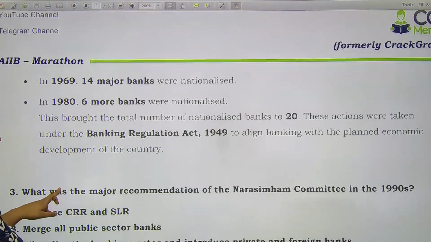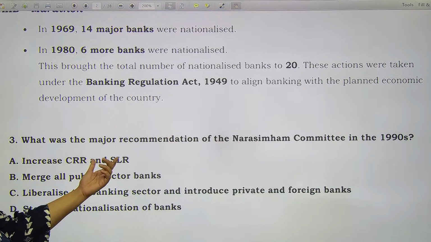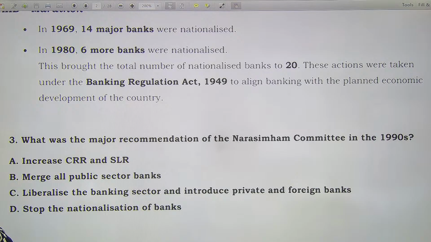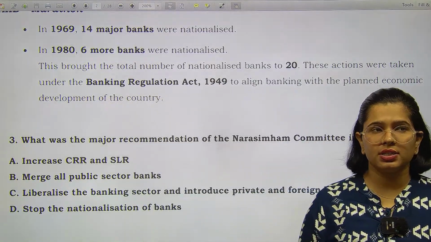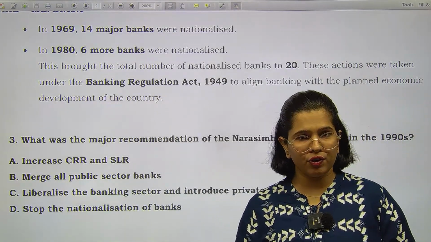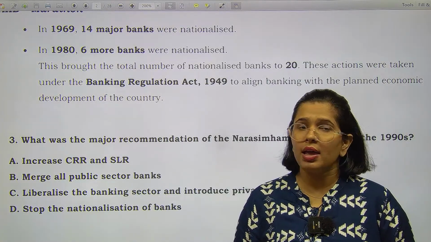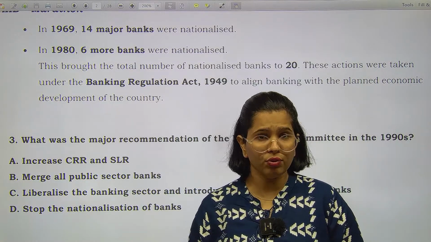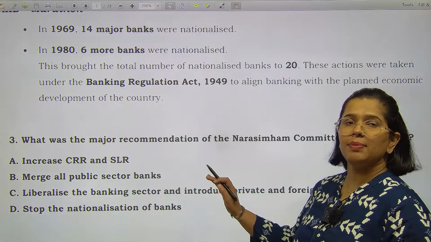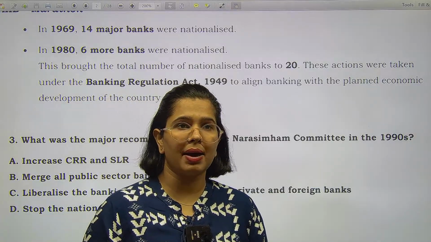Now, what was the major recommendation of Narsimhan Committee in the 1990s? What was the recommendation? To increase CRR and SLR, merge all public sector banks, liberalize the banking sector, introduce private and foreign banks, stop the nationalization of banks. See, giving a recommendation of increasing CRR and SLR was not possible, because if you have to increase the banking business, automatically you have to bring the CRR and SLR down, because until and unless banks are having enough deposits, they cannot lend more and the business is not going to grow. So hence, liberalizing the banking sector was the recommendation, and over here introduction of private banks as well as the foreign banks, that was the norm.